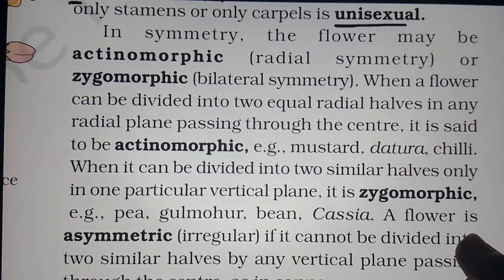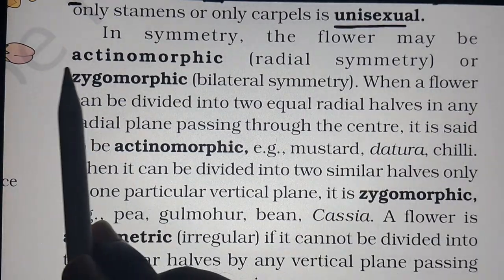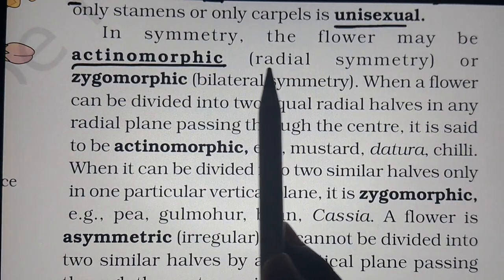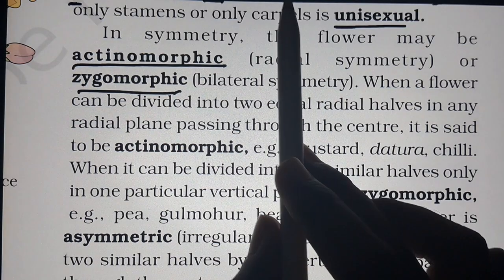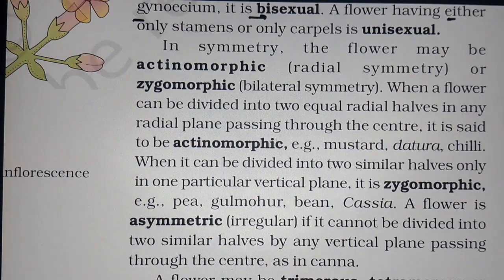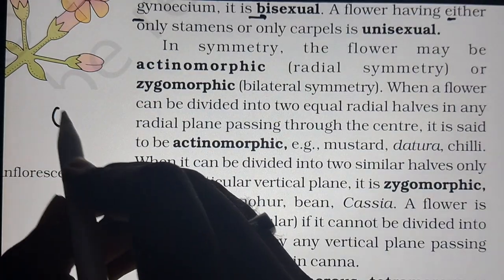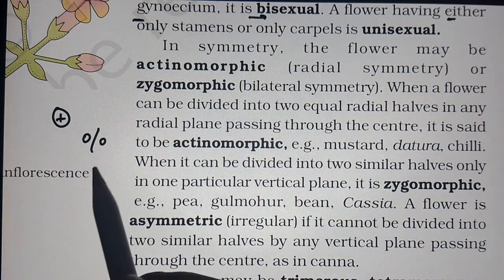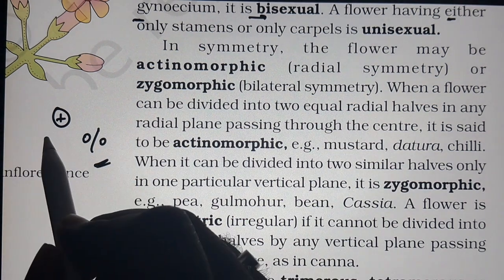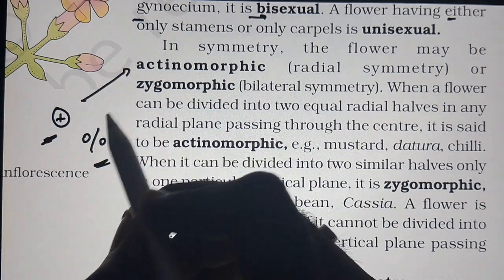In symmetry, the flowers may be actinomorphic, which is radial, or zygomorphic, which is bilateral. Okay, here we represent actinomorphic with this symbol and zygomorphic with this. It is like a percentage sign, and this circle with a plus is actinomorphic.